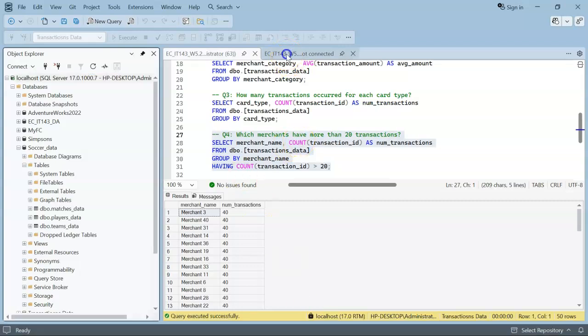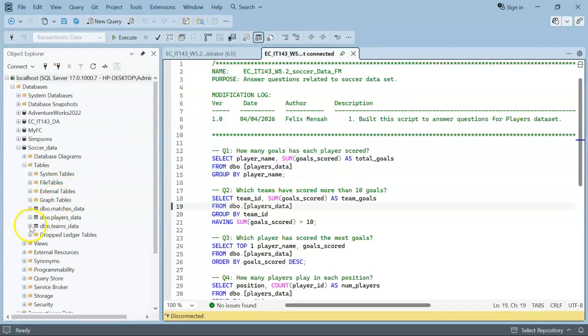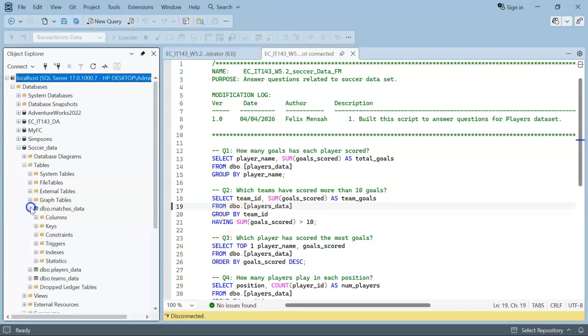So now this is the second. You can see from here we have the matches, the player data, and we also have the team data over here. Okay, so now let me try to view. Let's get back to the question.